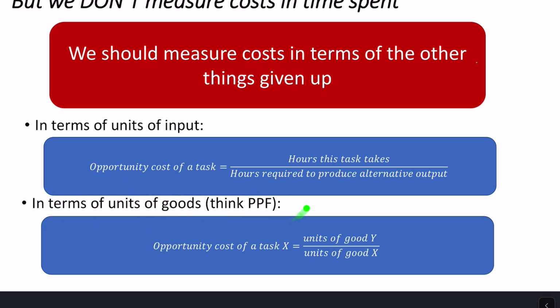So think about the PPF. The opportunity cost of task X is the units of good Y that can be produced divided by the units of good X to be produced. So we're going to be using this one here to think about calculating our opportunity cost of producing genes and the opportunity cost of producing pharmaceutical vials in Vietnam and the United States.